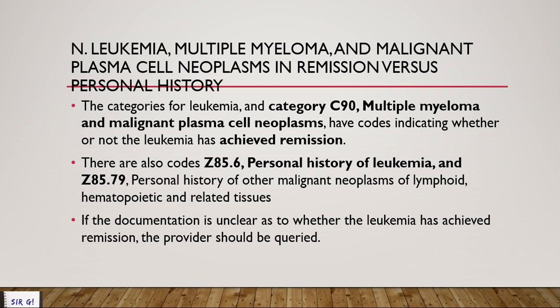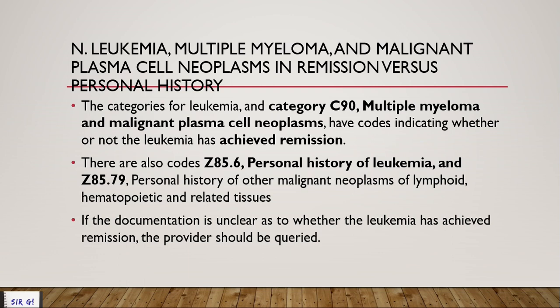Leukemia, multiple myeloma, and malignant plasma cell neoplasm in remission versus personal history. The categories for leukemia and category C90, multiple myeloma and malignant plasma cell neoplasm, have codes indicating whether or not the leukemia has achieved remission. When you say remission, this is the reduction or disappearance of the condition. It is really different from cured or treated already, because there are cases where there's a disappearance of the signs and symptoms, but the leukemia is still present.